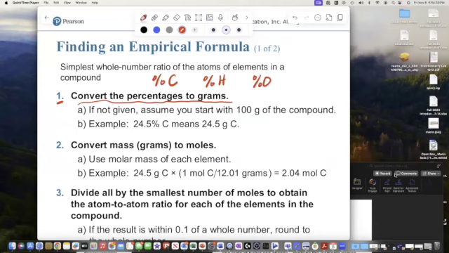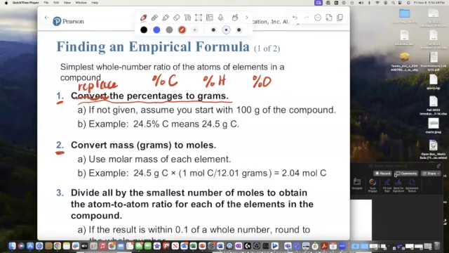convert the percentages to grams. So go through this step by step. When it says convert here, there's no math in that. You just replace percentages with grams, okay? And that's after adding all the percentages and making sure they're equal to 100.